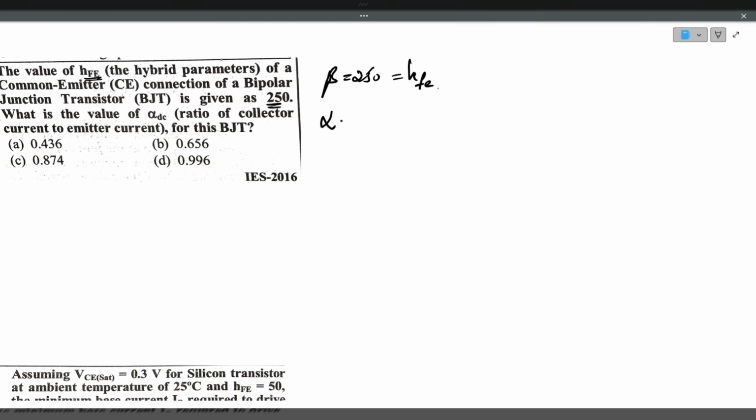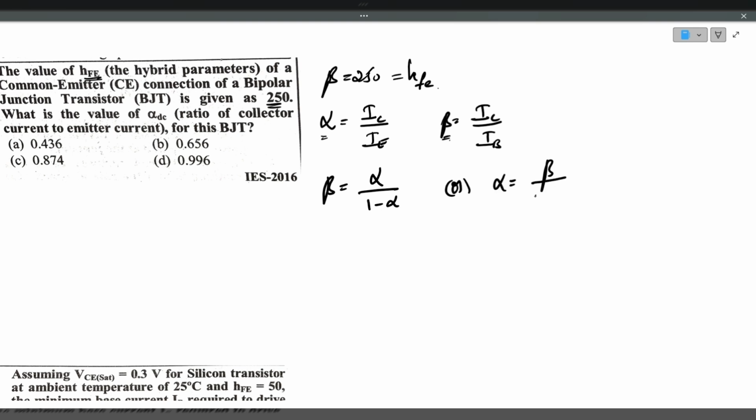This is very simple. Alpha is nothing but IC by IE. Beta is nothing but IC, the collector current, by base current. We have already seen the relationship between alpha and beta in previous videos. Beta can be given as alpha divided by 1 minus alpha, or alpha can also be written as beta divided by 1 plus beta. So he is asking for alpha. The beta value is given as 250, so 250 divided by 250 plus 1, which is equal to 0.996. So the answer is option D.